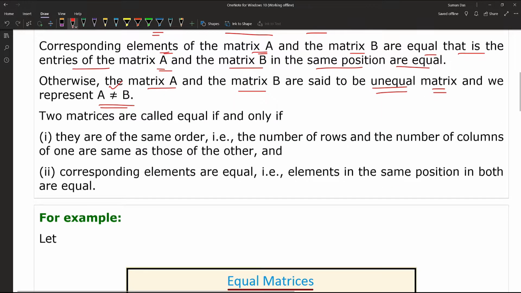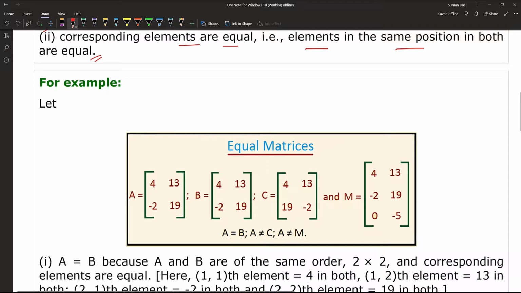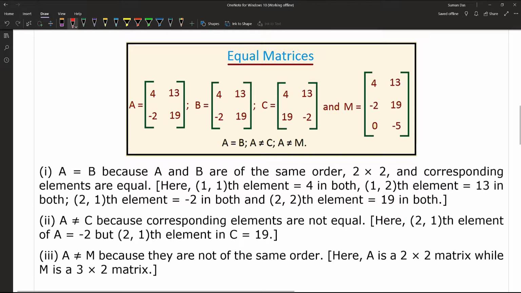The two matrices are once again called equal if and only if, number one, they are of the same order, that is, the number of rows and the number of columns of one are the same as those of the other, and number two, the corresponding elements are equal, that is, the elements in the same position in both are equal. Let's check the conditions and the equality of two matrices with some examples. Now check the example here.